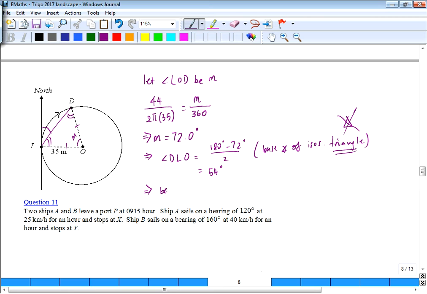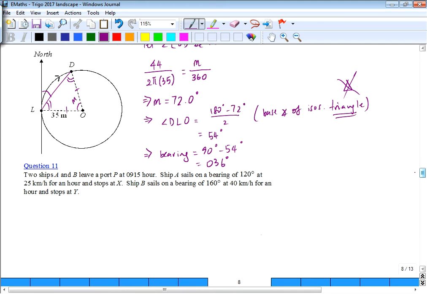So bearing is equal to 90 degrees minus 54 degrees. You need 3 numbers for bearing, so 036. Question 11.